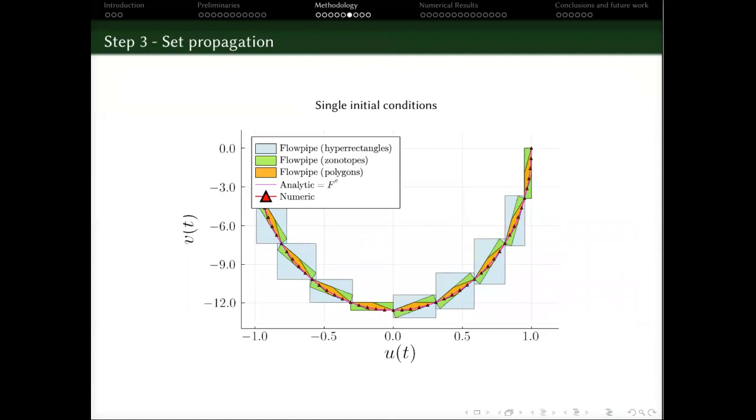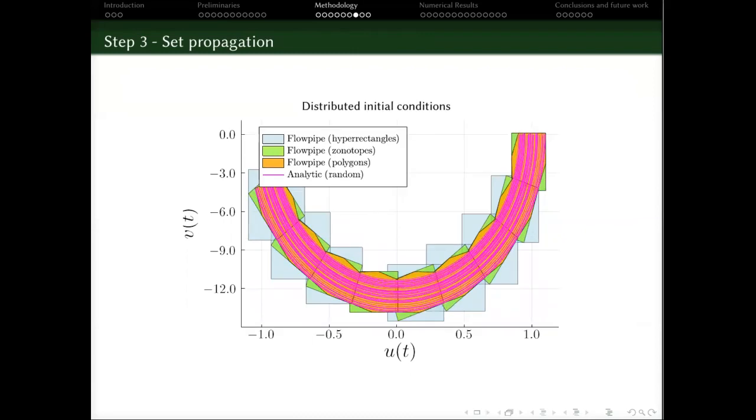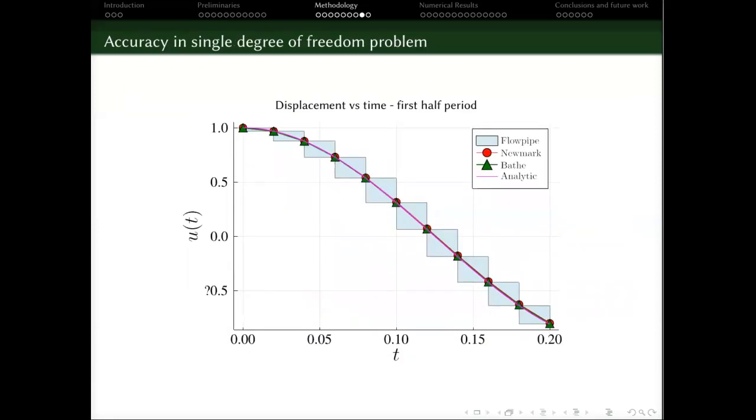In the last step of the method, the set omega 0 is propagated for each following time interval, and the obtained sets can be represented using different set representation strategies with different levels of accuracy and computational costs. In the case of a set of initial conditions, the propagated sets also include all the trajectories of the exact solutions of the system. Here we can see a plot of the displacement in time for the first seconds.